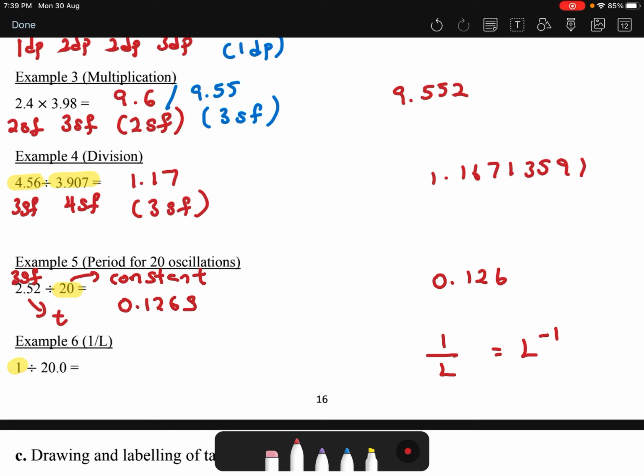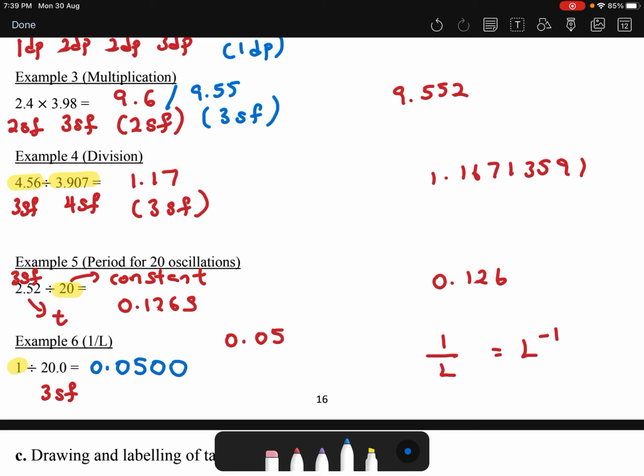So 20.0 itself is 3SF. Okay, so 1 divided by 20, you must give 3SF or 1 more SF, doesn't matter, but for me I'll just put the least one. So okay, if you use your calculator, you notice you will get 0.05. If you put 0.05, that one confirm wrong. Okay, so you must give me 0.05. So this is 1 SF already, right?